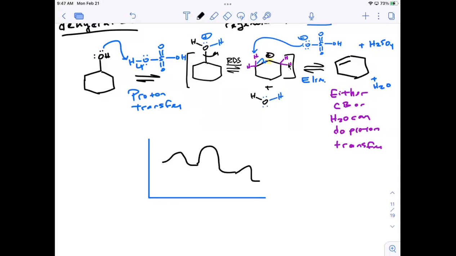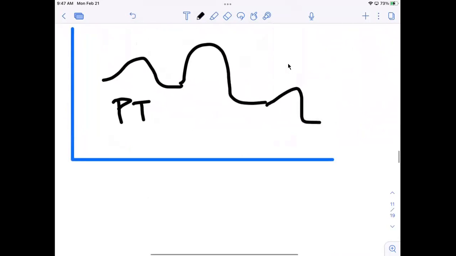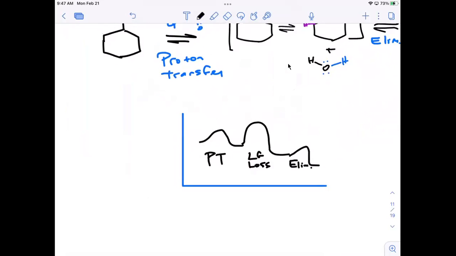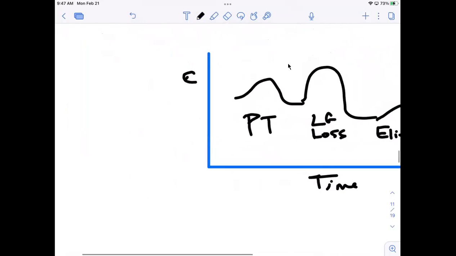We don't have the calculations to actually give the values for the activation energy and things like that, because all that stuff has to be calculated. We can calculate delta H, which will tell us. So I'm going to label these: proton transfer, loss of leaving group, and then this is the elimination step. All right, so proton transfer, loss of leaving group, and elimination. And again, the x-axis is time, the y-axis is energy.